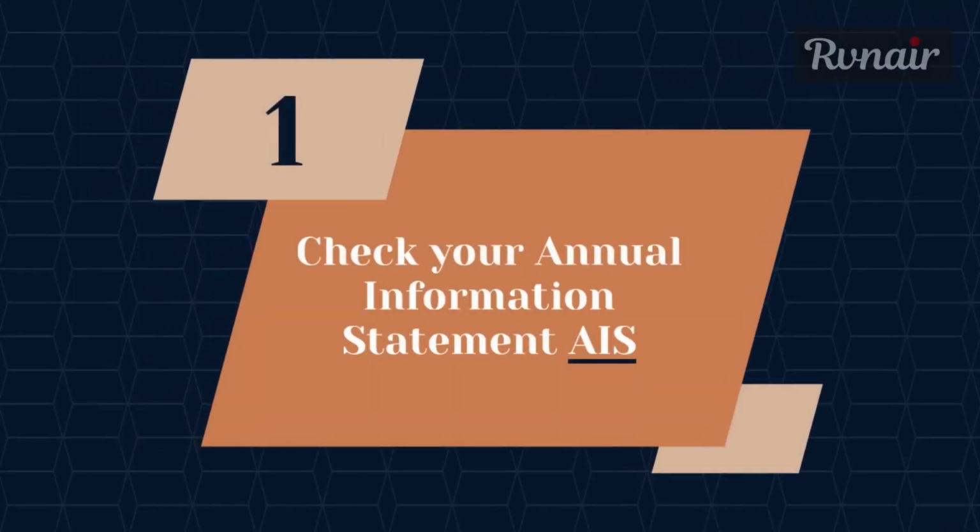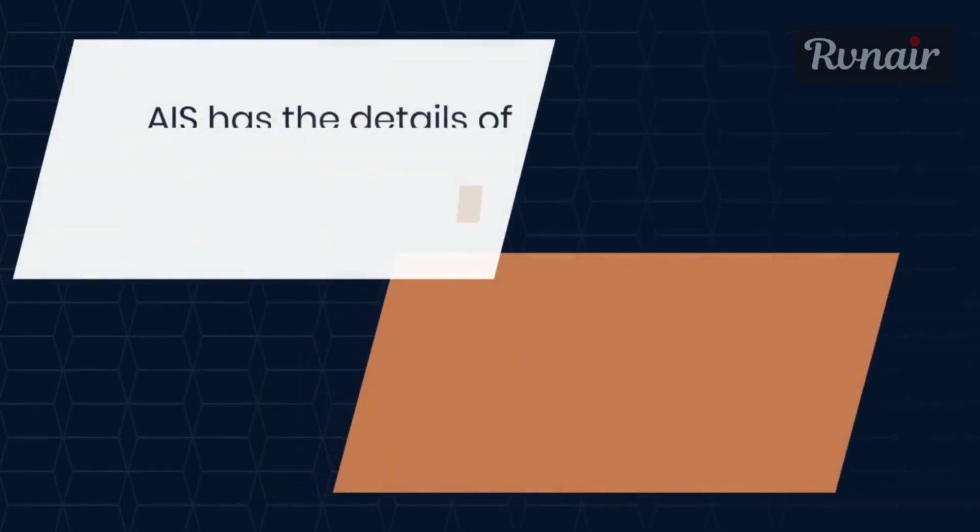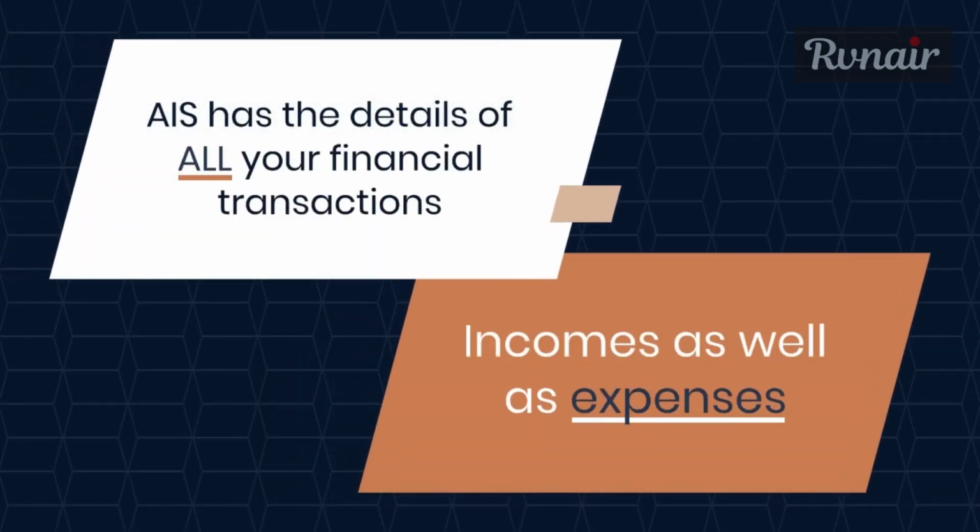Check your Annual Information Statement, AIS. The Annual Information Statement has details of all the financial transactions conducted by you during the financial year. It will have details of incomes including salary, professional income, rent, interest and capital gains, as well as expenses and investments including purchase of gold, mutual funds, stocks, bonds, etc. It also has details of the tax paid on your behalf by your employer and the TDS deducted by others. Be sure to check your AIS and verify if the details of your financial transactions are correct.